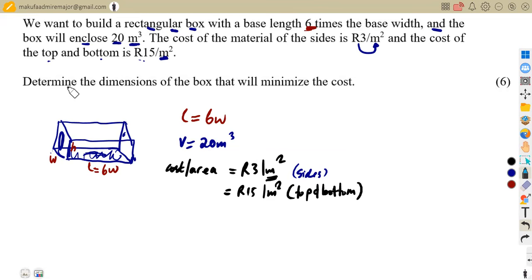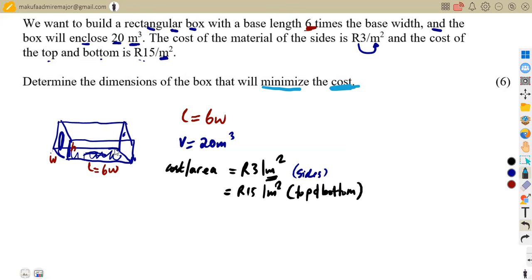Our question is to determine the dimensions of the box. We need the dimensions. We need to know the length, the width, which is the breadth, and the height of this. But these are the dimensions that will minimize the cost. That will minimize what? The cost. The cost is the one that we are dealing with in this case.